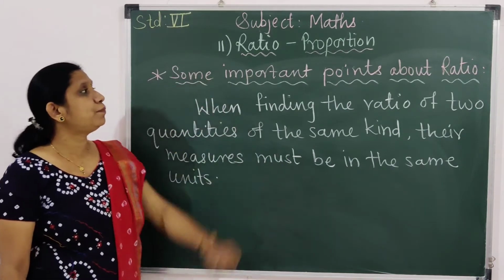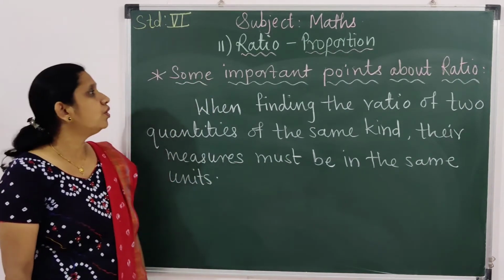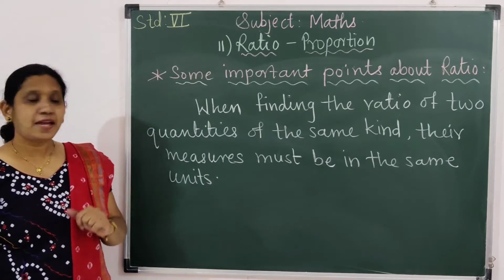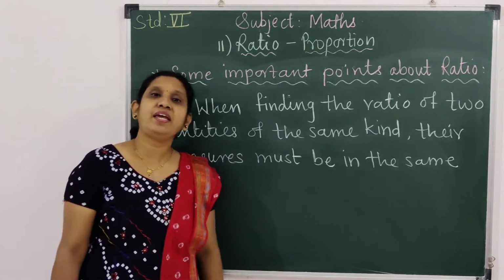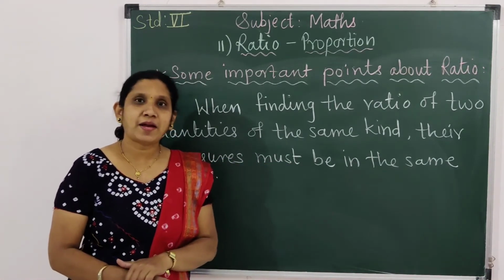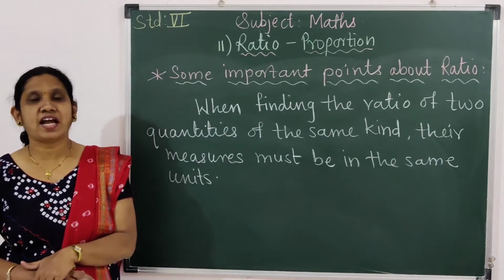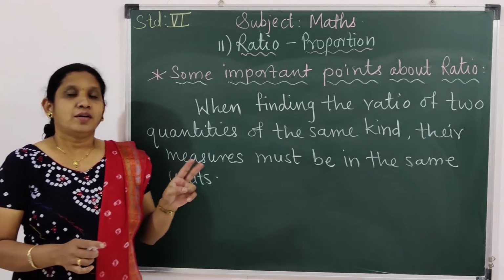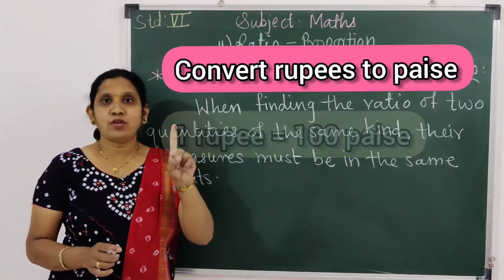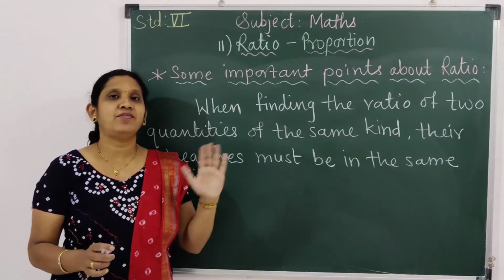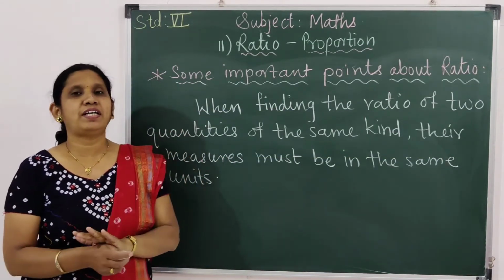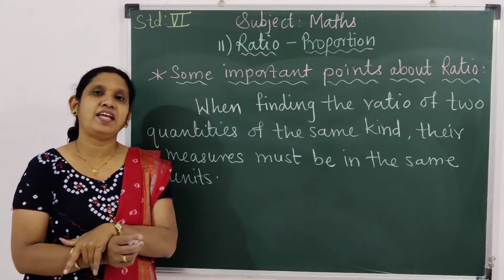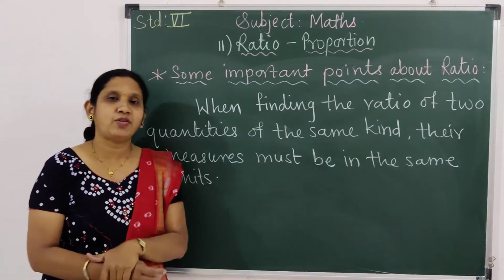Now let's see some important points about ratio. See, when finding the ratio of two quantities of the same kind, their measures must be in the same unit. For example, if one quantity is in rupees and another quantity is in paise, that time we have to convert rupees to paise. 1 rupee is equal to 100 paise. Like that, whatever quantity is given, we have to multiply and convert that also into paise. It means both the quantities will be in paise and we can find out its ratio.